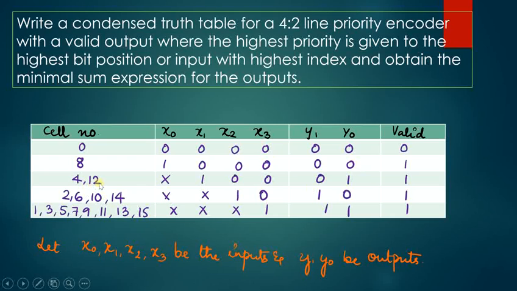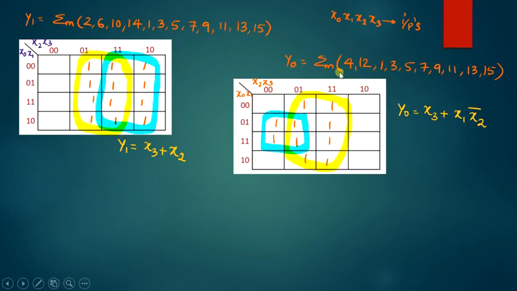Now let me head backwards and see what should be the minterms that I need to consider for y0. 4, 12 and the last cells. So I have y0, 4, 12 and all the elements that are there in the last cell. I am going to map these minterms onto the Karnaugh map. So I have 2 groups, the blue group and the yellow group. From the yellow group I obtain the expression x3, whereas from the blue group I obtain the expression x1 times x2 bar. So that is why you have output y0 equal to x3 plus x1 into x2 bar.